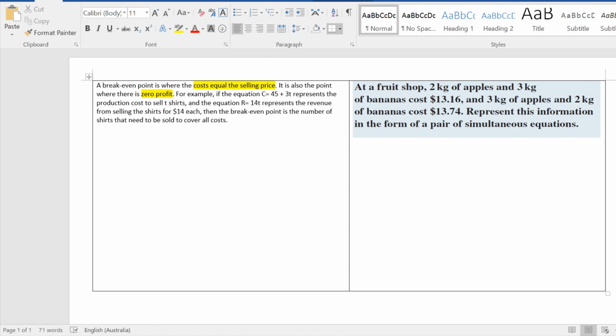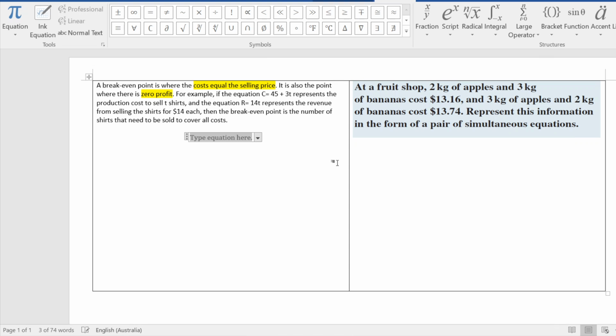So what we want to find is basically when our break-even point occurs here. Okay, so what we're going to do is we're going to make these equal to each other. So, inserting the equation, we're going to get 14t is equal to 45 plus 3t. From there, we can simply go and solve it.